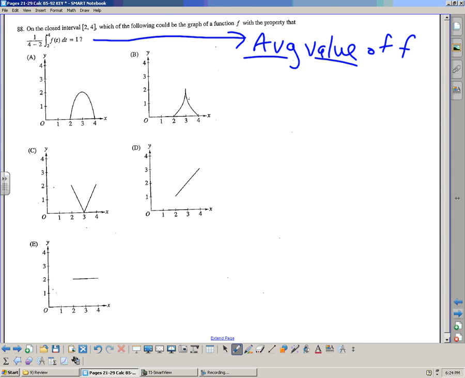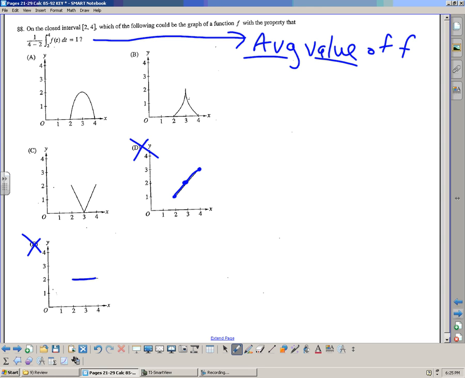Well, let's take a look. I want to take E first. E's value is always 2, so its average value is 2. No good. Okay. Now let's take a look at D. D is linear and going from 1 to 3, so its average value is also 2. No good. Just intuitively, its average value has to be 2 if you're going from 1 to 3 on a line like that, on an interval of 2 to 4.